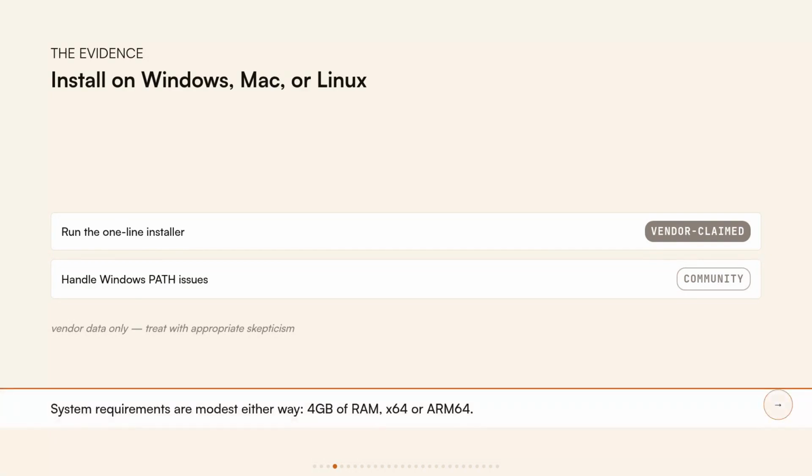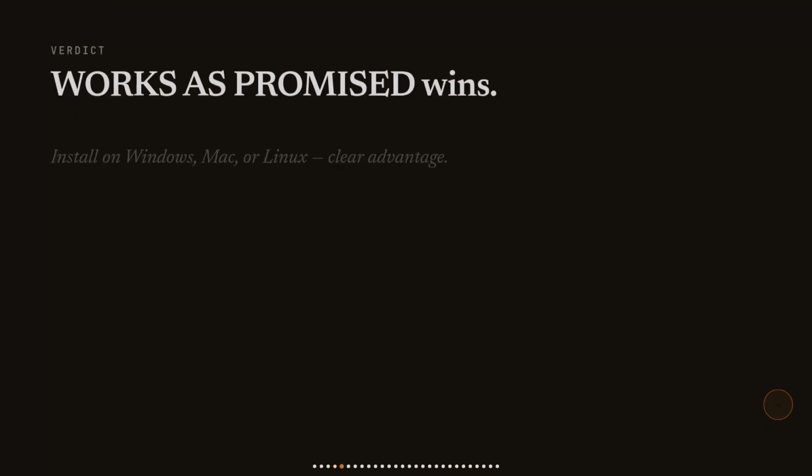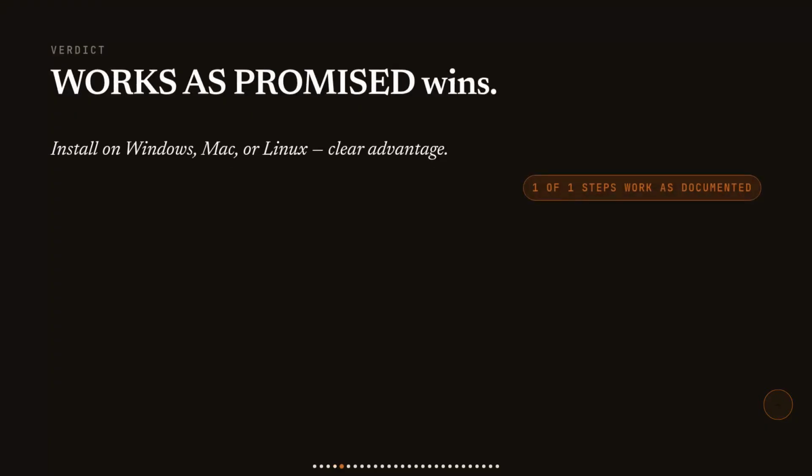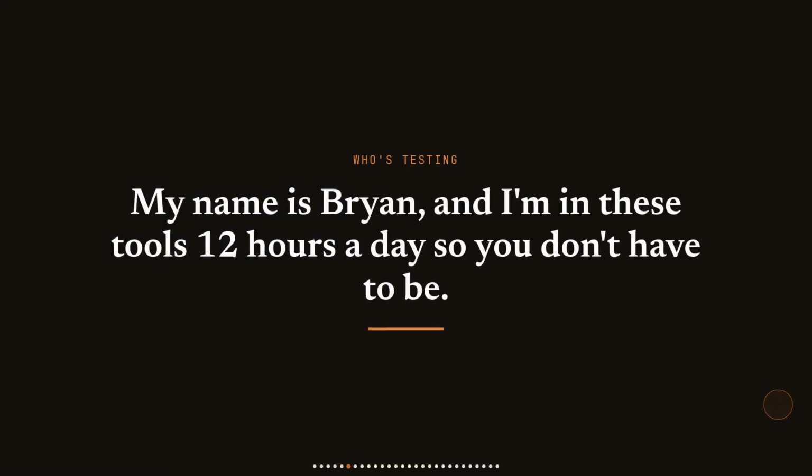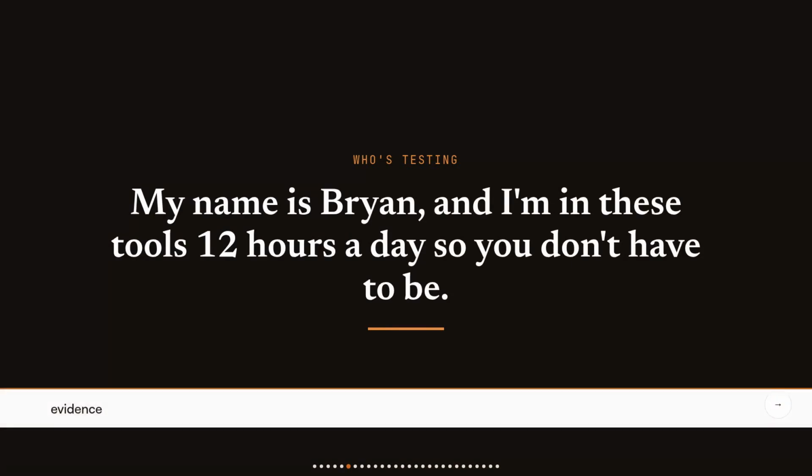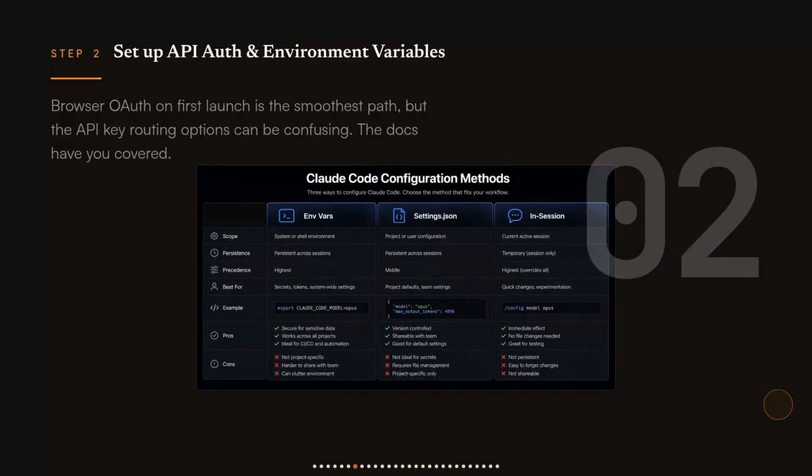System requirements are modest either way. 4 GB of RAM, x64 or ARM64. This one's a clear win for Claude Code on 3 of the 4 documented paths, with Windows carrying the only real friction. I went through the official Claude Code docs, the troubleshooting guides, and the community threads where people actually hit these walls, so you don't have to find out the hard way. 6 steps, 6 verdicts, 1 running scoreboard. This is where free actually gets decided.